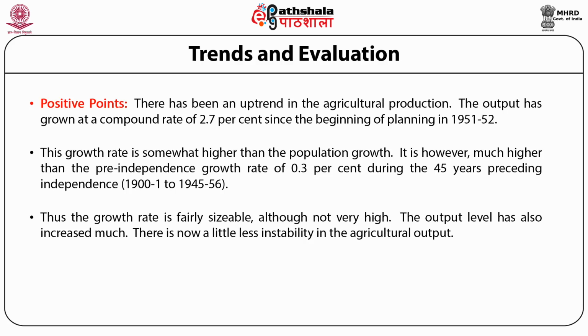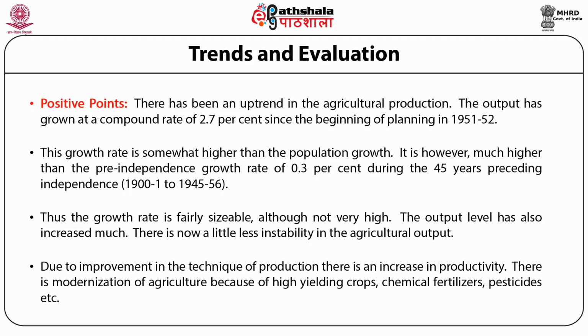The output levels have also increased much. There is now a little less instability in the agriculture output. Due to the improvement in the techniques of production, there has been an increase in productivity. There is modernization of agriculture because of high yielding crops, chemical fertilizers, pesticides, etc.